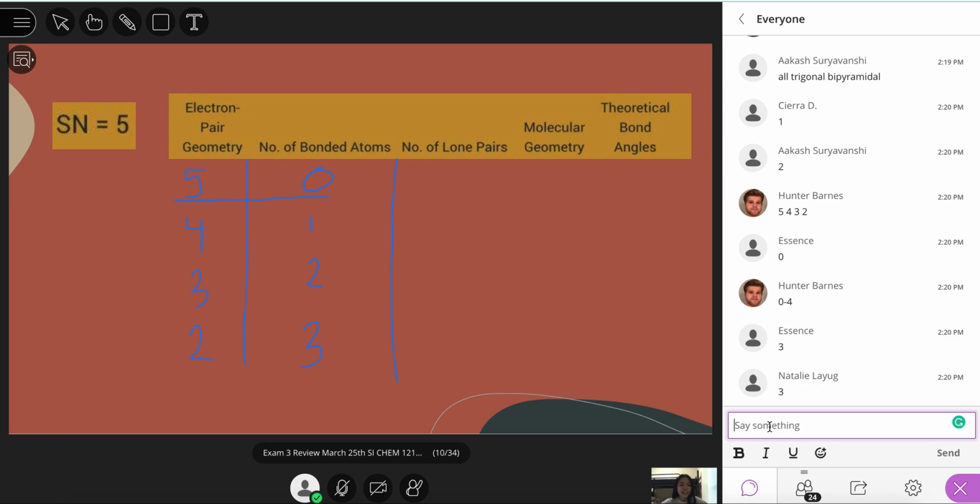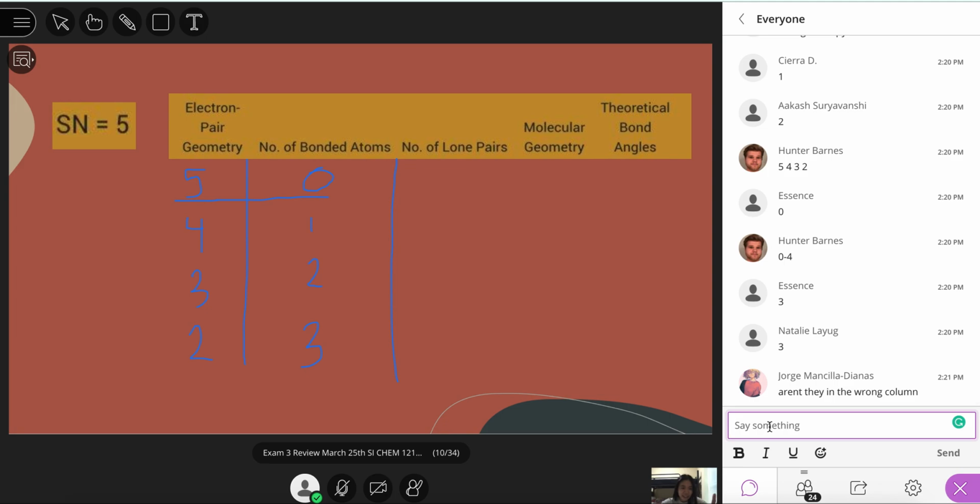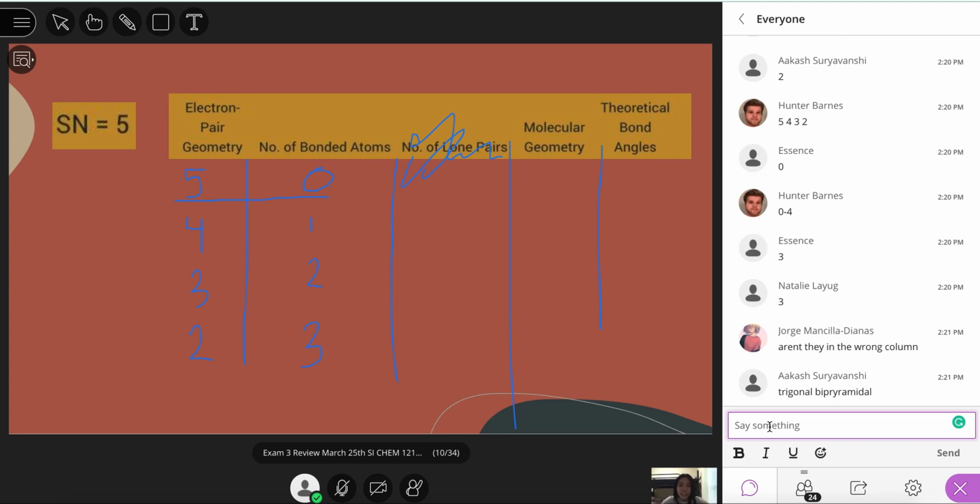So number of lone pairs. If you have 5, 0, what's the number of lone pairs you'll have? Does anyone remember? Oh wait, that's already there. Wait, that's the wrong column, my bad. Skip that part. Molecular geometry, my bad. Okay, so you have 5, 0, what's the molecular geometry of that? Does anyone remember? Okay, trigonal bipyramidal, yes, exactly.